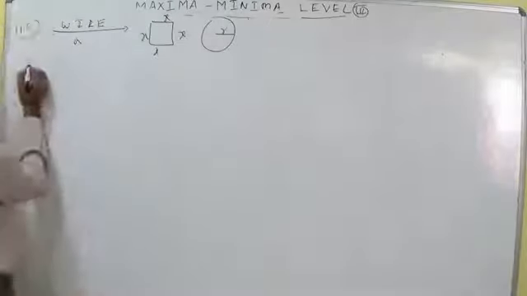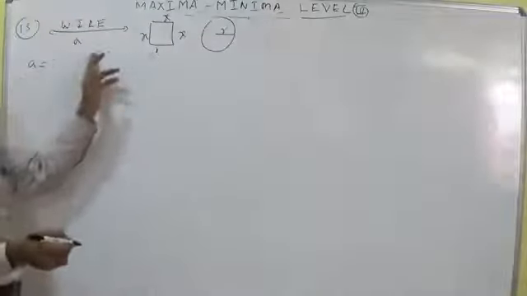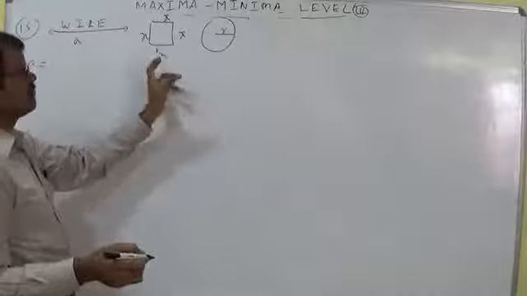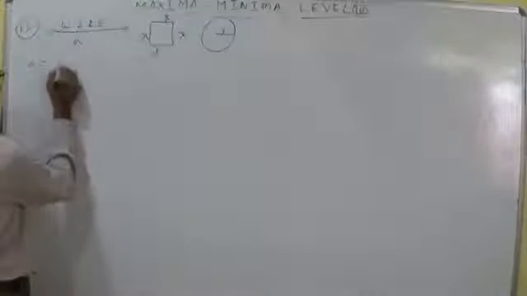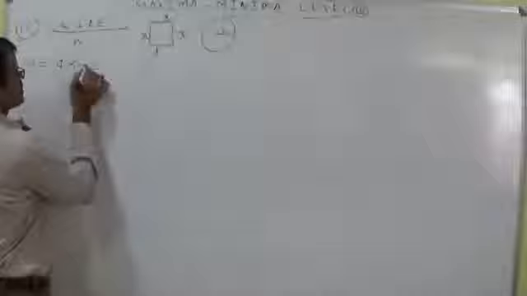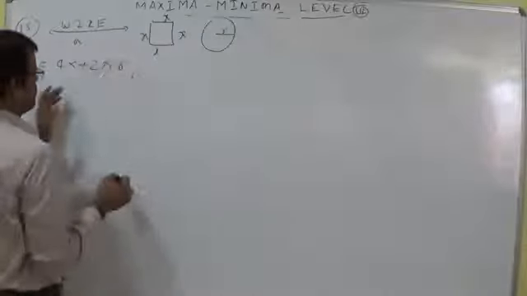So A is equal to the whole length, which is cut into two parts, built into a square and a circle. A is equal to 4x, because that is the perimeter of the square, plus 2 pi r, the circumference of the circle. You should not use the word perimeter for a circle.